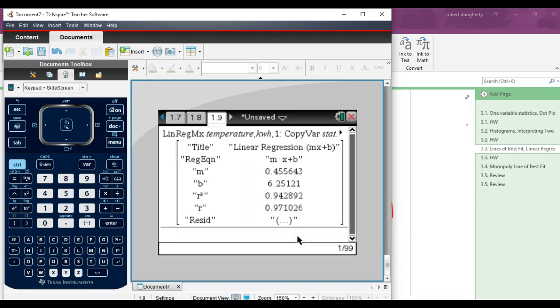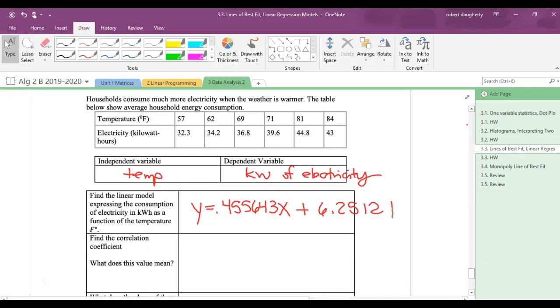So I didn't really need to come up with a graph because mx plus b, this is the number we just saw a minute ago, 0.455643, 6.25121. This is mx plus b. And what's the correlation coefficient? 0.971026. Okay. What does this mean in terms of correlation?